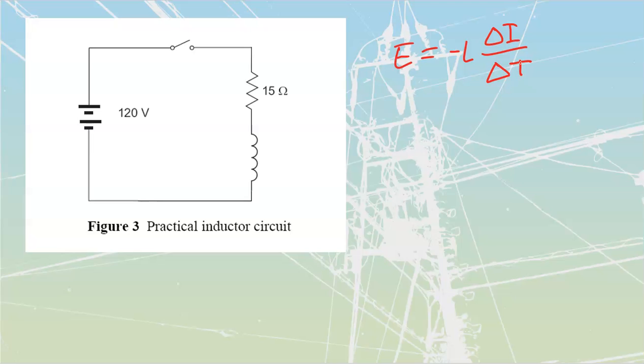E is equal to negative L multiplied by delta I over delta T. So the first example that they give us is they say, look, what would we do if we got a coil that has got an inductance of 200 henries? So we're going to identify where that goes in. That's going to be, not 200 henries, 200 millihenries, so 0.2 that we are going to have.